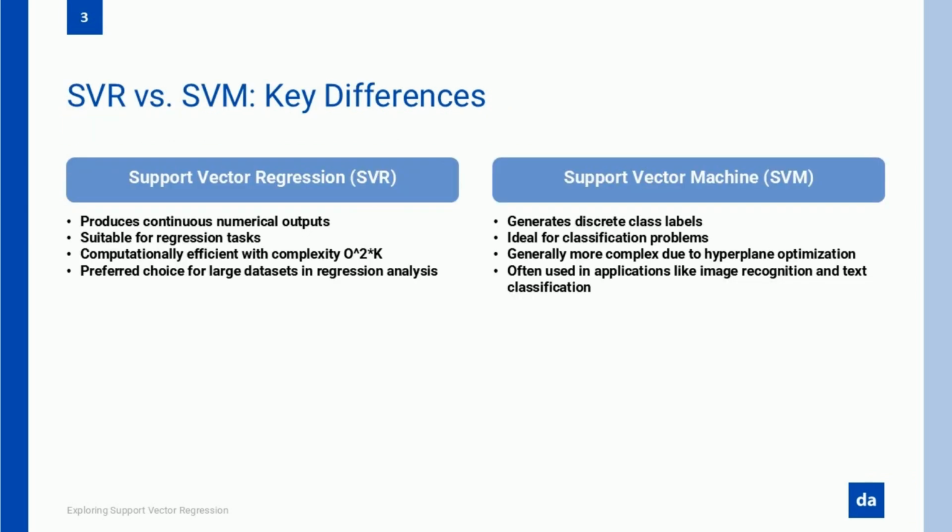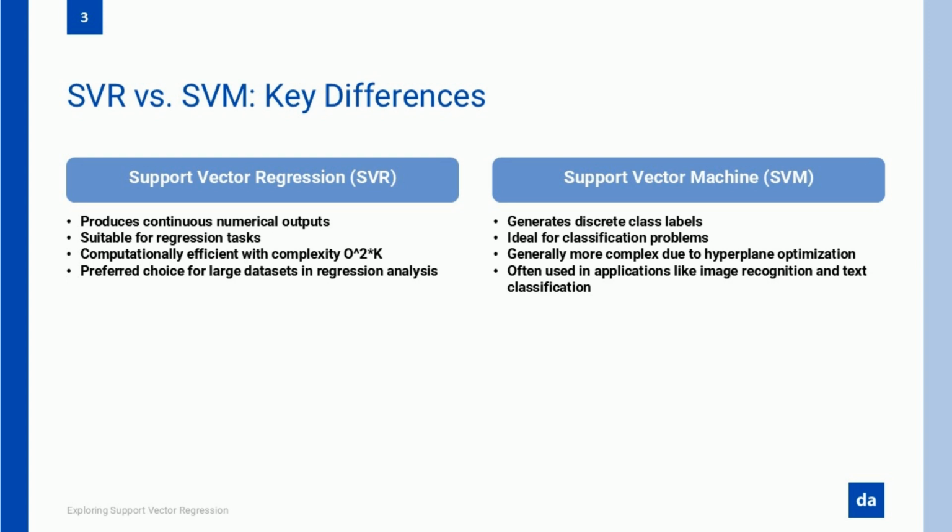Support vector machines and support vector regression share the same foundation, but they serve completely different purposes. Imagine you're sorting objects into two categories, maybe apples and oranges. Support vector machines help you draw the perfect boundary between them, making sure that even the trickiest cases are classified correctly. But what if, instead of classifying things, you needed to predict something? Like the weight of an apple based on its size? That's where support vector regression comes in.